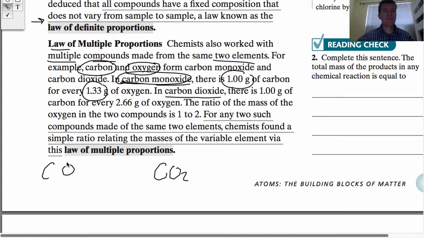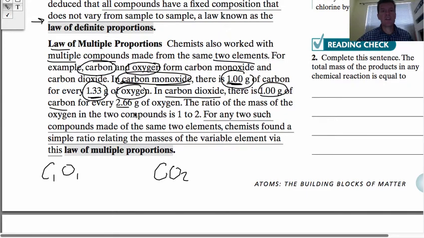Okay? Notice we have a 1-to-1 ratio as far as atoms, but oxygen is heavier. Oxygen is heavier than carbon. So it's 1 gram of carbon for every 1.3 grams of oxygen, even though it's 1 atom of carbon for every 1 atom of oxygen. Oxygen is heavier. In carbon dioxide, if you've got 1 gram of carbon, you're going to have 2.66 grams of oxygen.